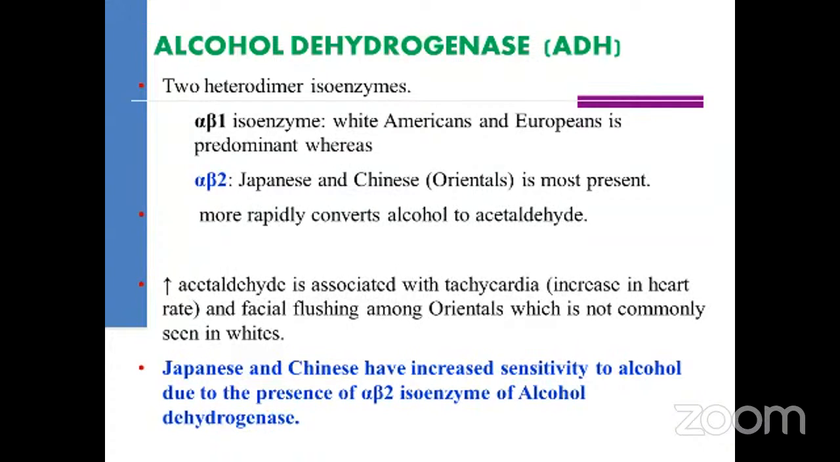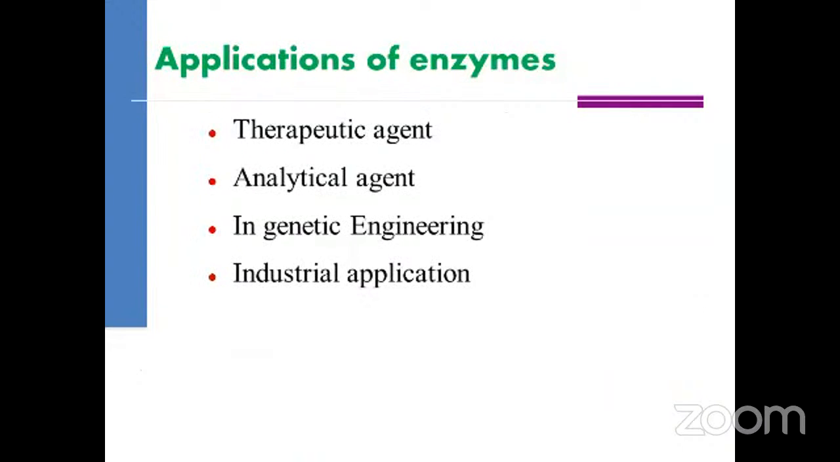Hope you have understood. Now coming to the applications of these isoenzymes. They are therapeutic agents, means they can be used as drugs for the treatment. Analytical, means for the estimation, genetic engineering and industrial application.